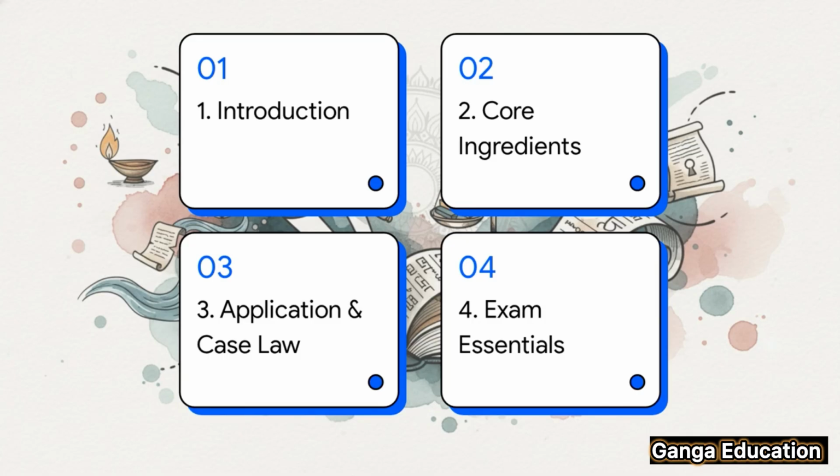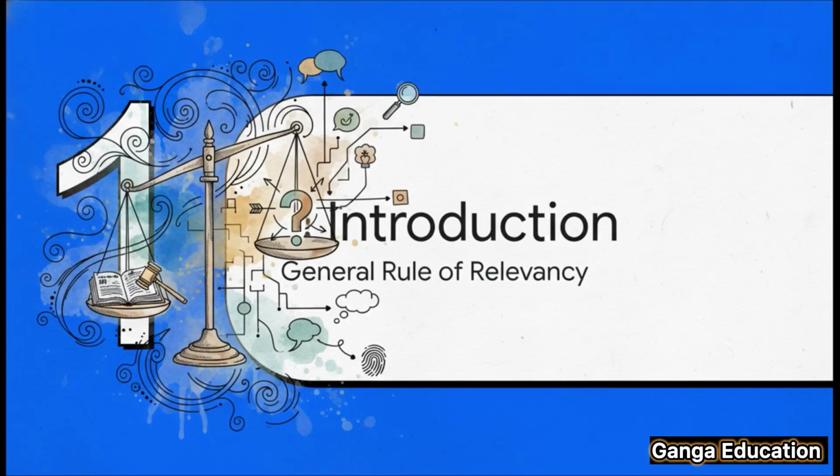We'll start with a quick intro to Section 37, then we'll break down its core ingredients. After that, we'll look at some practical applications in case law and wrap it all up with the essentials you need for your exams. Let's get started. All right, first up, Introduction to Section 37. We're going to look at the general rule of relevancy here.